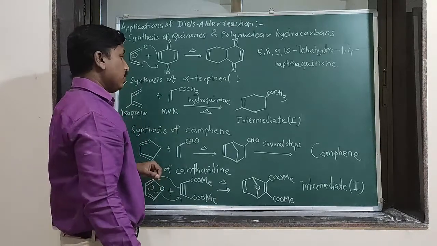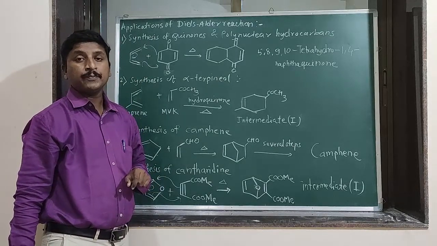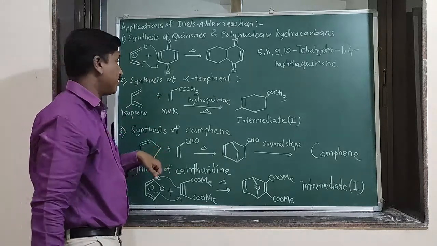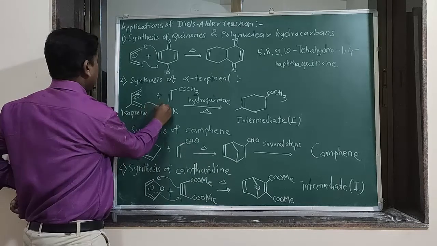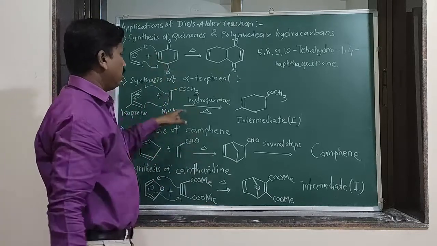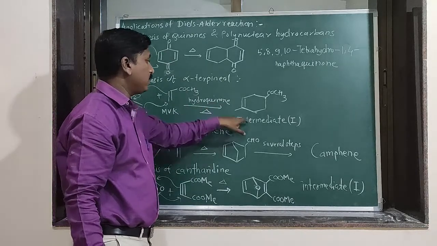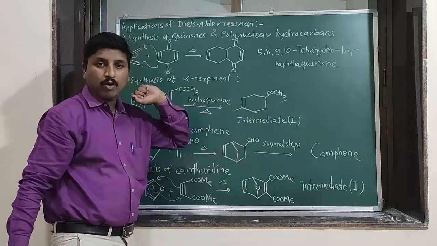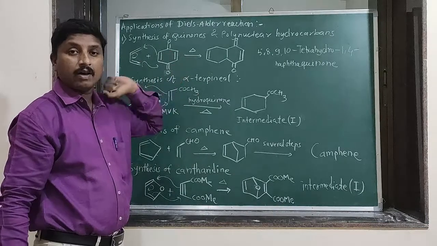Second application, synthesis of alpha-terpineol. The intermediate first required for the synthesis of alpha-terpineol, which is an important compound, is synthesized by use of the Diels-Alder reaction. Here isoprene is reacted with methyl vinyl ketone in the presence of hydroquinone. It undergoes the Diels-Alder reaction and forms the intermediate. This is the cyclic product formed by the Diels-Alder reaction, which is used for the synthesis of alpha-terpineol.